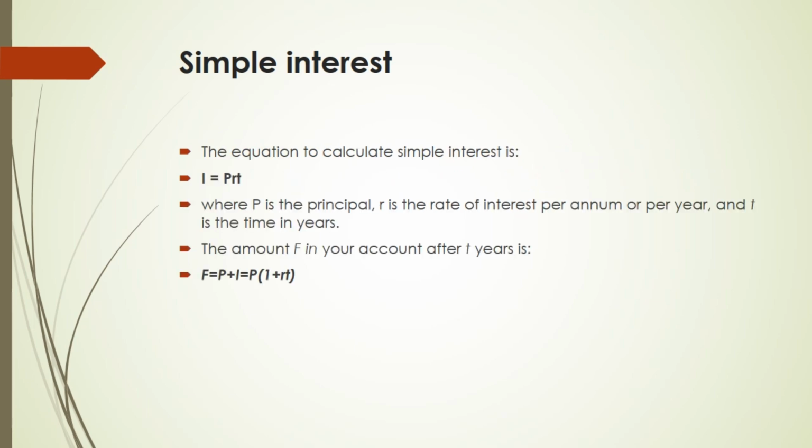The equation to calculate simple interest is I equals PRT, where P is the principal, R is the rate of interest per annum or per year, and T is the time in years. The amount F in your account after T years is F equals P plus I, or P(1 + RT).